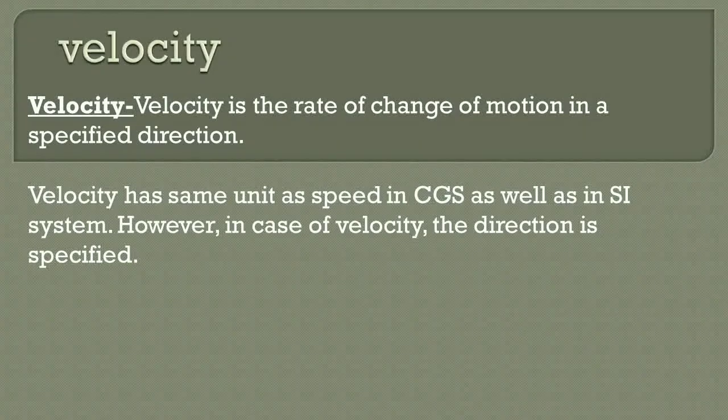Okay, so velocity has the same unit as the speed because it is the speed only. In the CGS system, the unit of the velocity is centimeter per second, and in the SI system the unit of the velocity is meter per second. Okay, so this is all about the velocity.